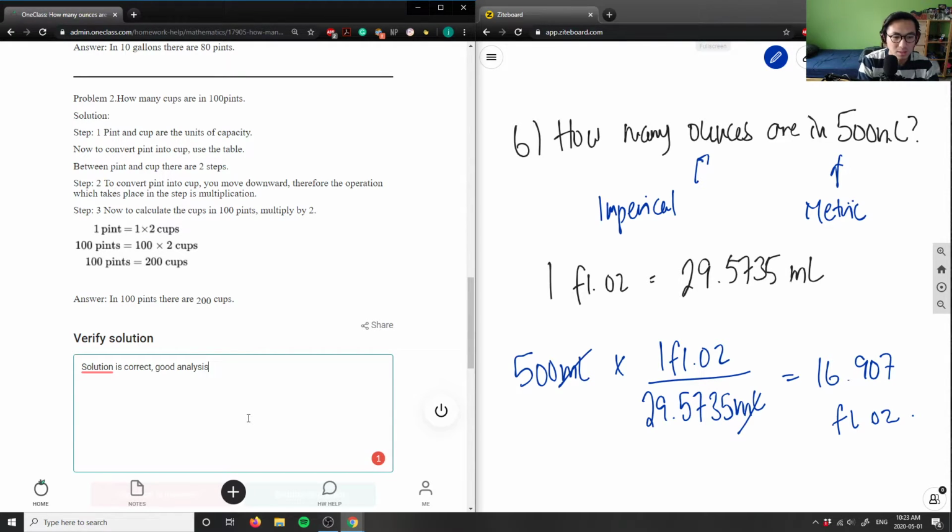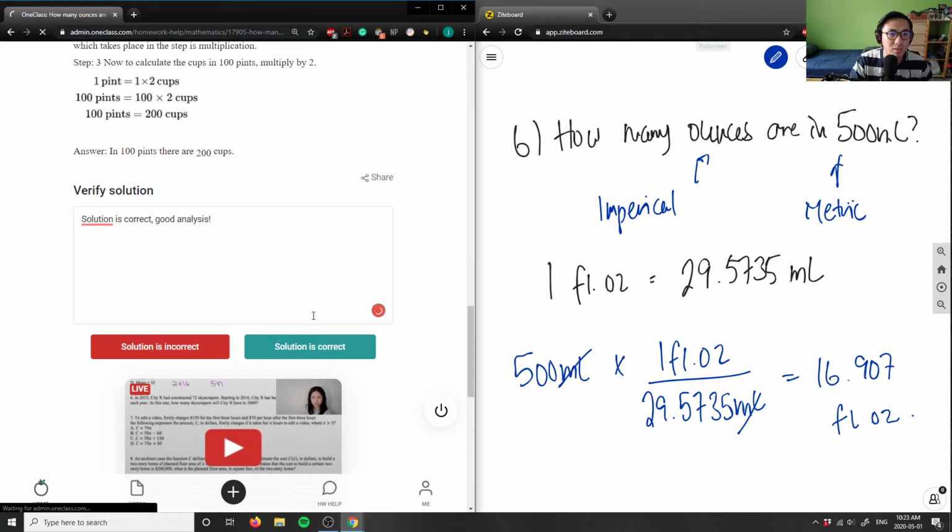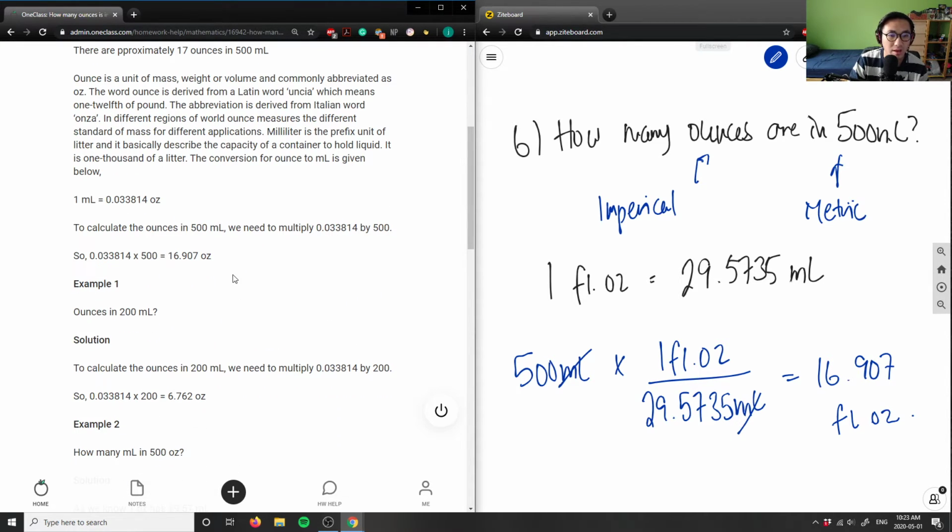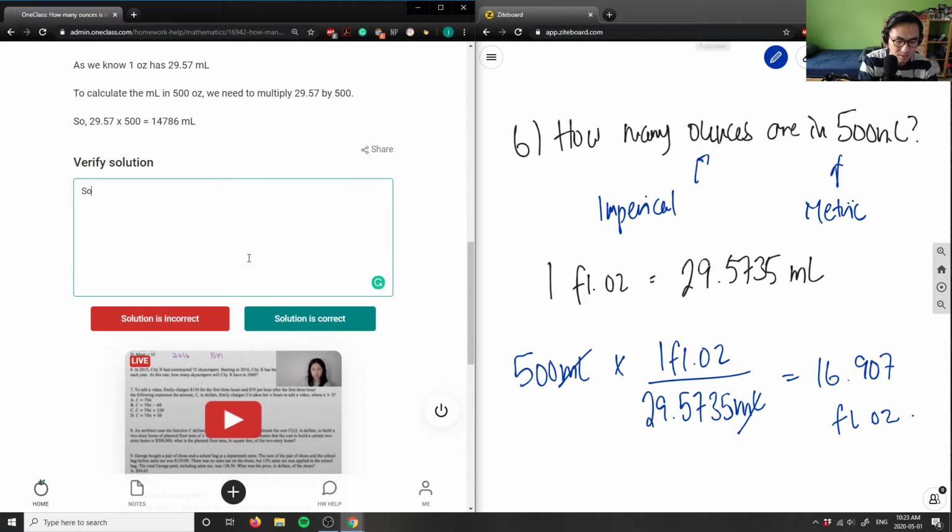Good analysis. And I believe the next question is the exact same question here. Yeah, it's the exact same question. It says how many ounces are in 500 milliliters. And as you can see, they also did the conversion from milliliters to fluid ounces. So they got 0.033814. It still gives you the exact answer of 16.907 here. So I'm going to say the solution is correct. Good analysis as well.